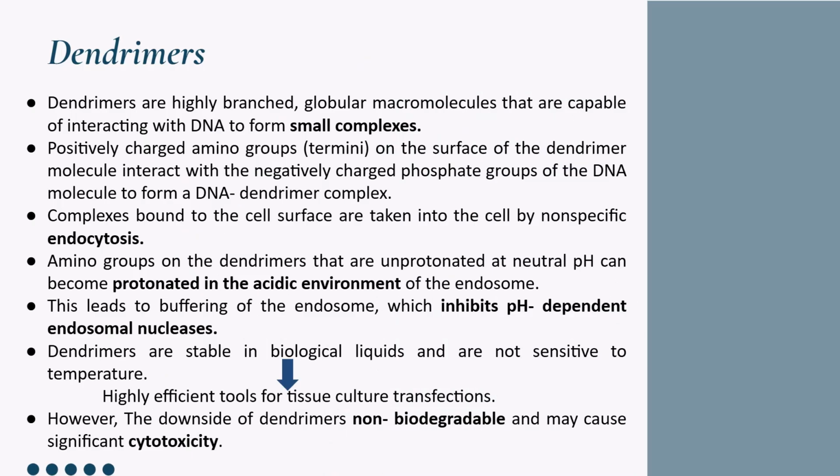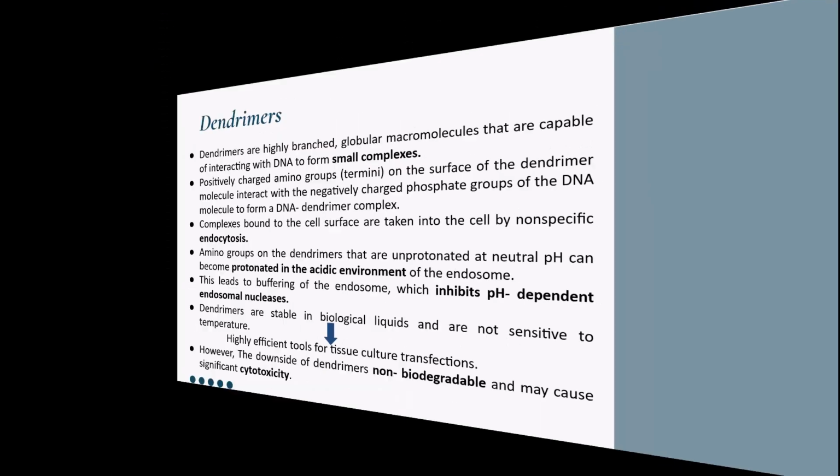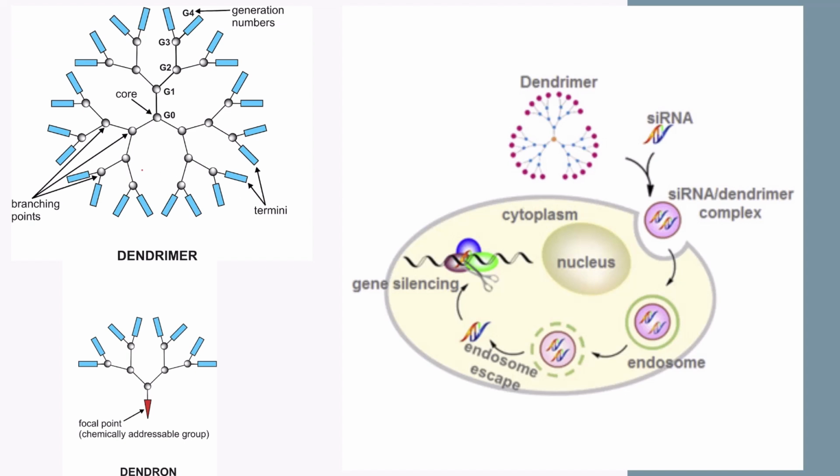And next one is the Dendrimer. These are highly branched globular macromolecules, and it is an example of a cationic polymer. It is capable of interacting with DNA to form small complexes. So let's look into the structure of Dendrimer. So this is a dendron, that is the branch. Okay, so many dendrons join together to form the dendrimer.